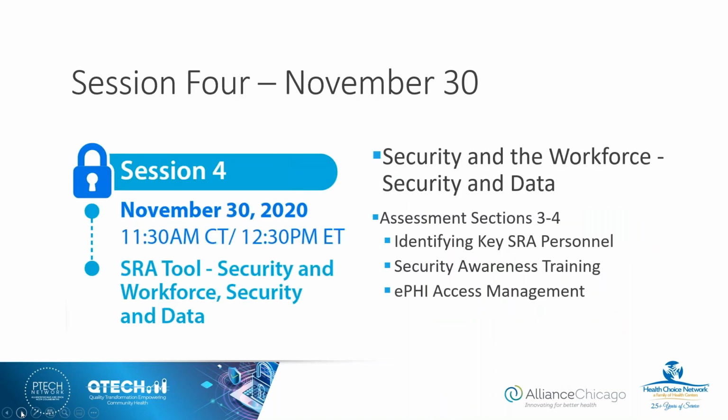So in session 4, we're going to cover security and the workforce and security and data. These are assessment sections 3 and 4. We're going to be doing things like identifying key SRA personnel. So as you're completing your SRA, it's not just going to be an IT thing. A lot of people think this is just an IT thing, but it's not. It actually involves the whole organization. You're going to need to go sit with the heads of each department and ask them, how does EPHI traverse through their environment? Do they use software? Do they handle it physically? These are the questions that are going to appear in your SRA, and these are questions you need to be able to answer so that you know how EPHI is flowing through your organization.